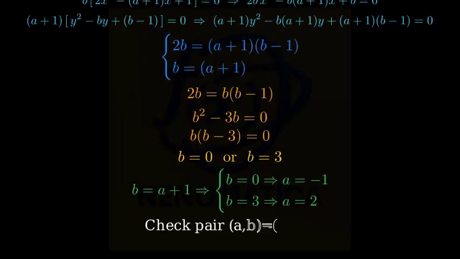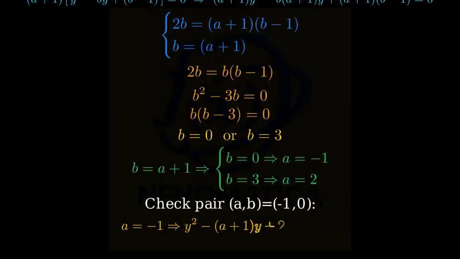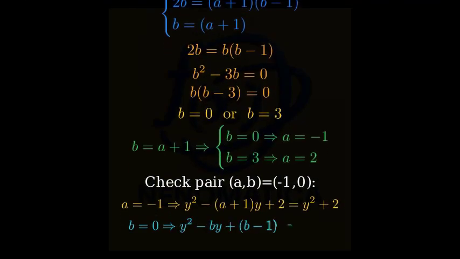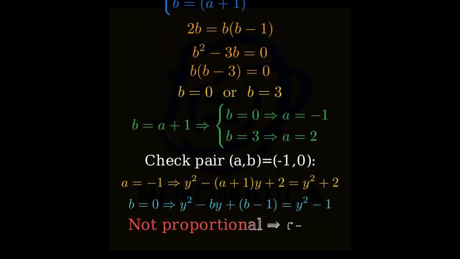Check the pair a equals negative 1 and b equals 0. The inverse polynomial predicted from the first quadratic is y squared plus 2 equals 0, while the second quadratic becomes y squared minus 1 equals 0. These are not proportional, so this pair does not satisfy the requirement.